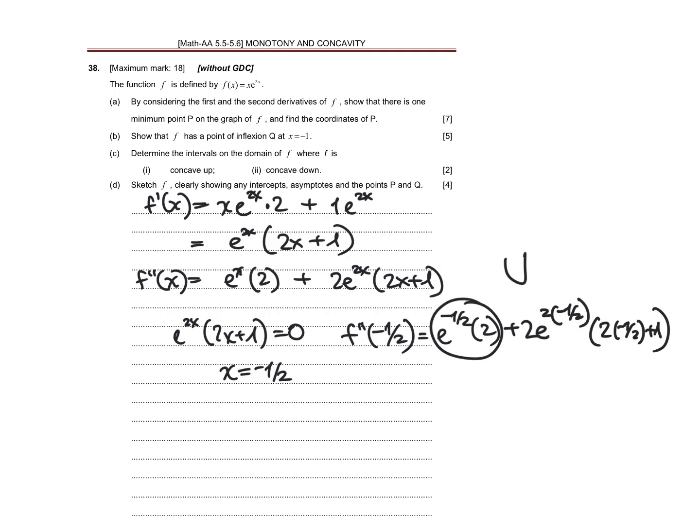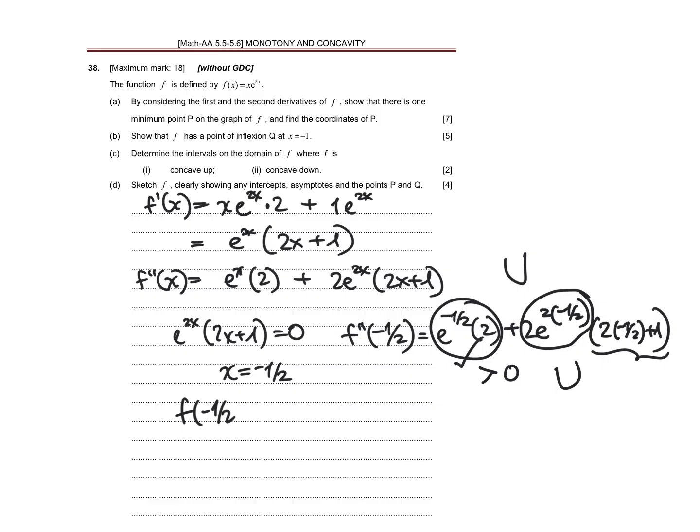So this is positive and this is positive because it doesn't matter if e is to a negative number, it's still positive. This is going to be 0. So this is positive, so the second derivative is greater than 0, which means it's concave up. So that means P is a minimum. So now we've got the x coordinate of our minimum.